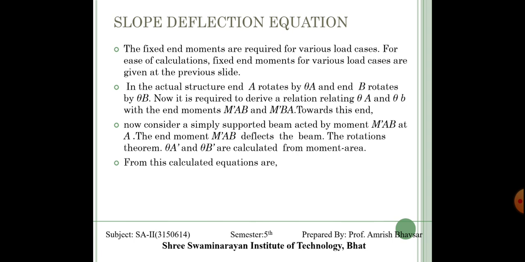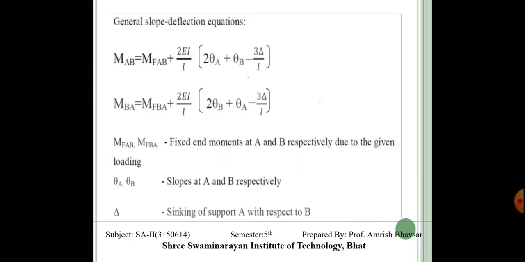From this, the calculated equation is: moment at AB is equal to the fixed end moment MFAB plus 2EI upon L, in brackets, 2 theta A plus theta B minus 3 delta upon L, and the moment from B to A is equal to the fixed end moment from B to A plus 2EI upon L, 2 theta B plus theta A minus 3 delta upon L, where the fixed end moment is used.